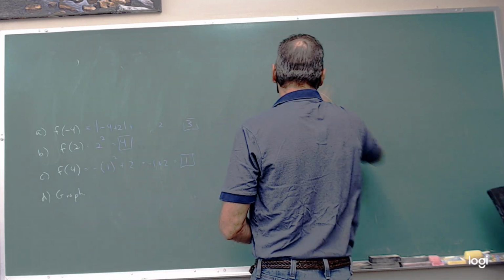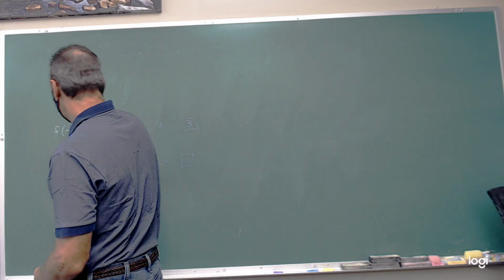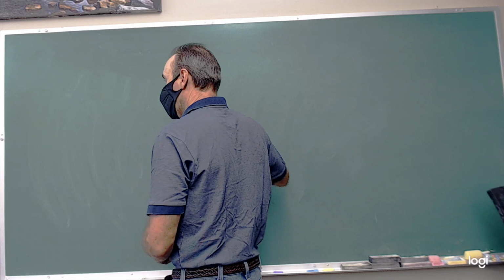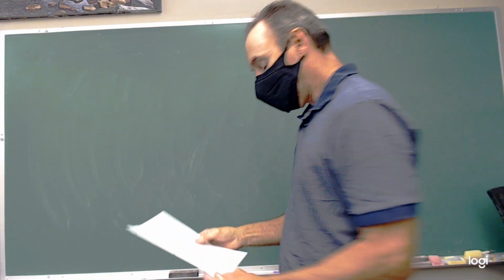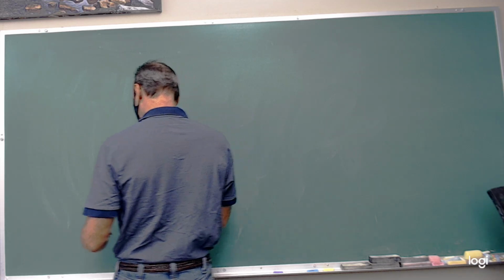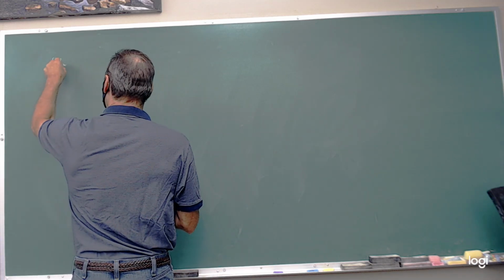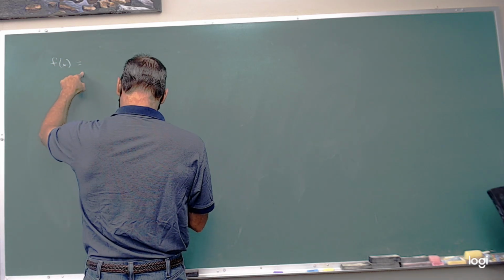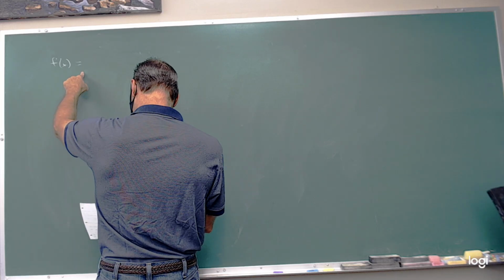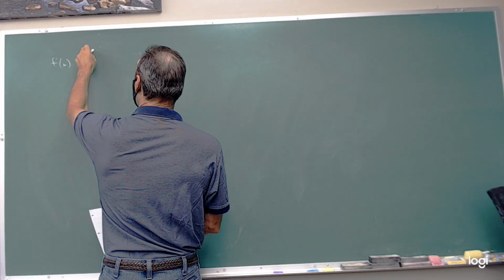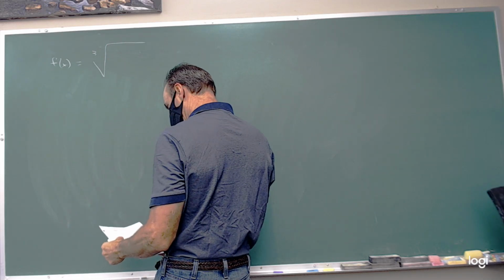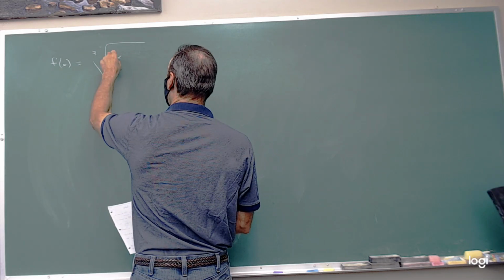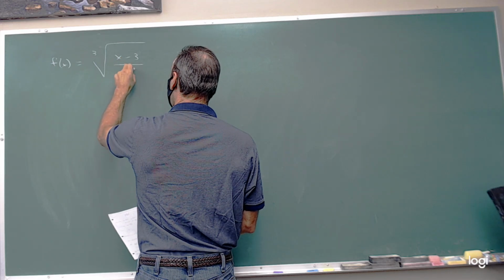You okay on that, Jim? You okay on that? So let's say that we have f of x is equal to the cube root of x minus 3, all over 4.